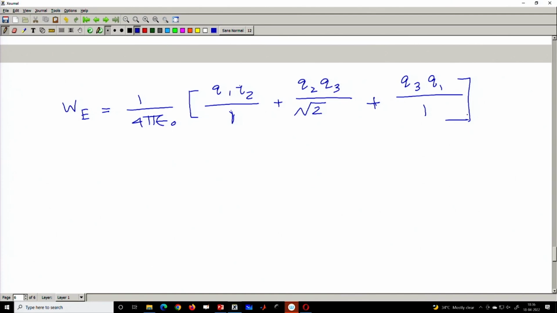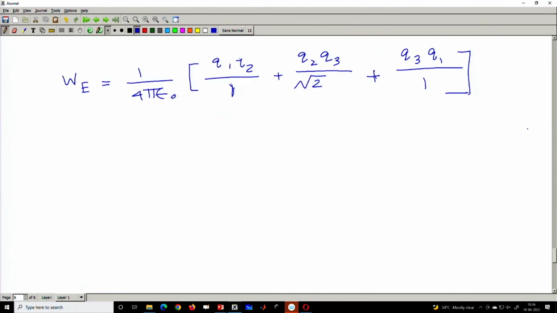Now, in the problem, the values of q1, q2, q3 can also be given, and I am just putting some arbitrary values here. Suppose q1 is given as minus 1 nanocoulomb, q2 is say 4 nanocoulomb and q3 is say 3 nanocoulomb.